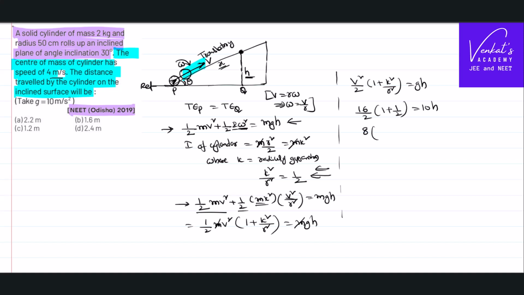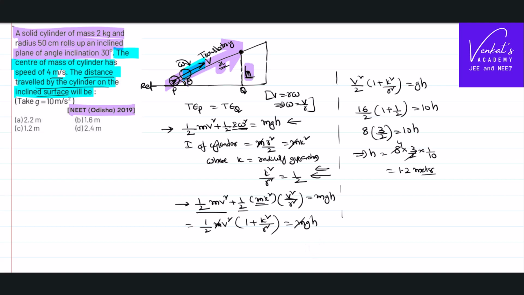16 by 2 is 8. 1 plus 1 by 2 is 3 by 2, equal to 10h. That implies h equals 8 into 3 by 2 into 1 by 10. Right? This is 2 fours, so these are 12. 12 by 10 is 1.2. So I got this h as 1.2 meter. But what he wants is the distance traveled by the cylinder on the inclined plane. He wants this distance, how much it travels. This value of x he wants.